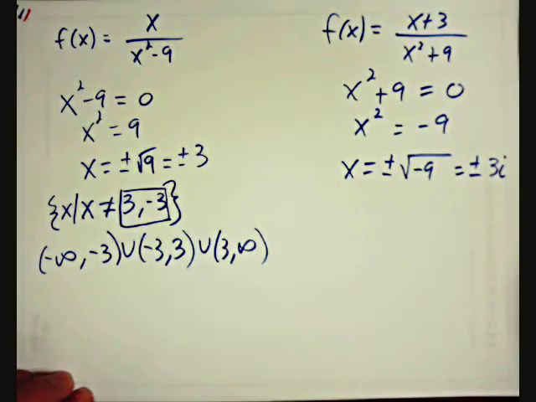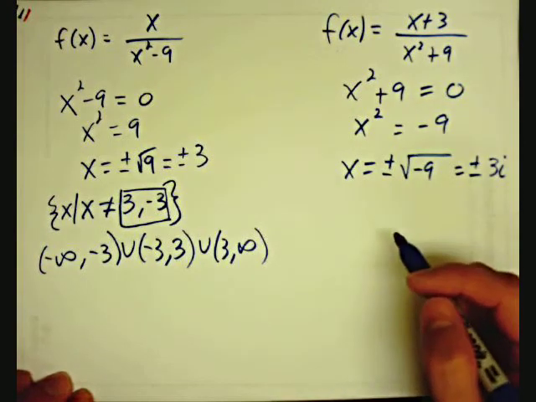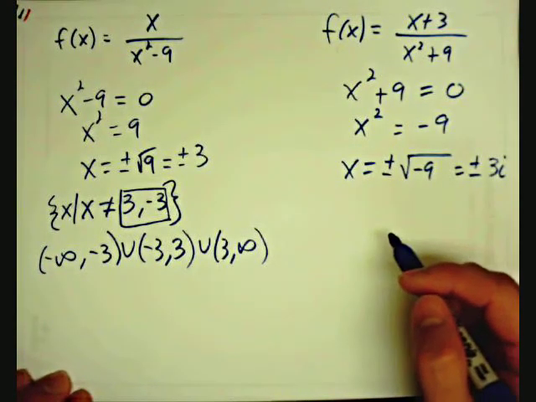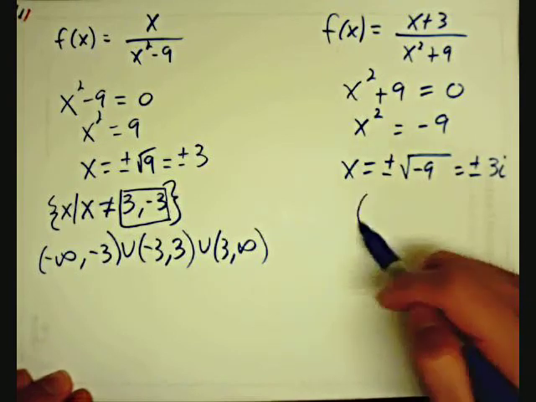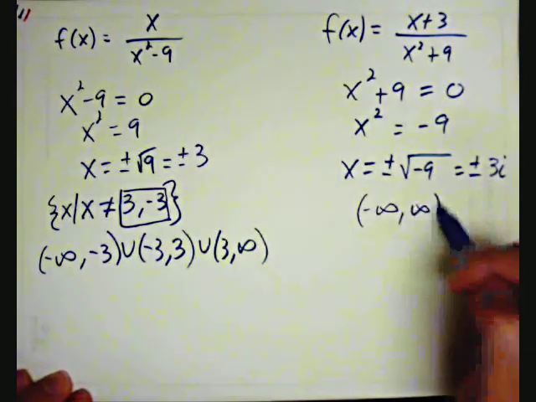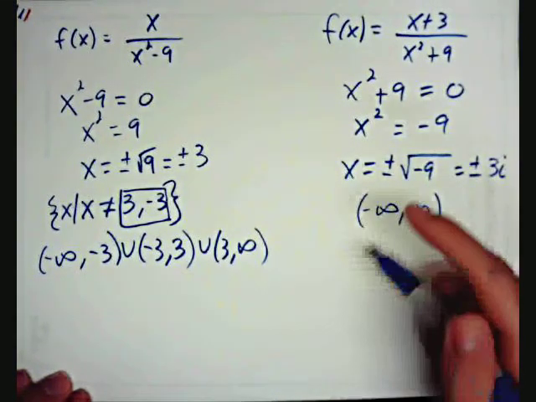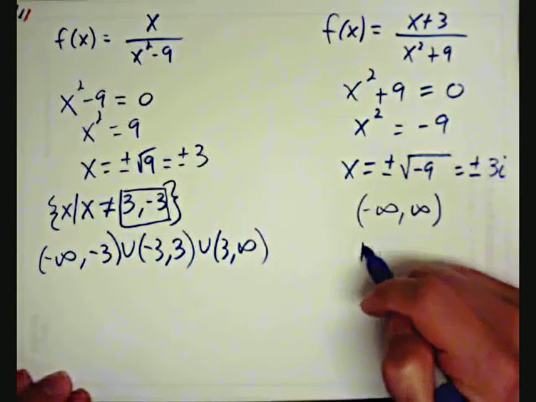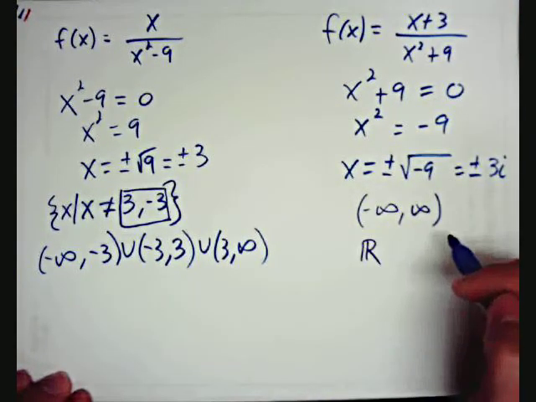Okay, so 3i is not on a graph, and so we do not exclude that from the domain. So we would say that the domain is all real numbers. Okay, also remember, another way to express all real numbers is the bold-faced R symbol.